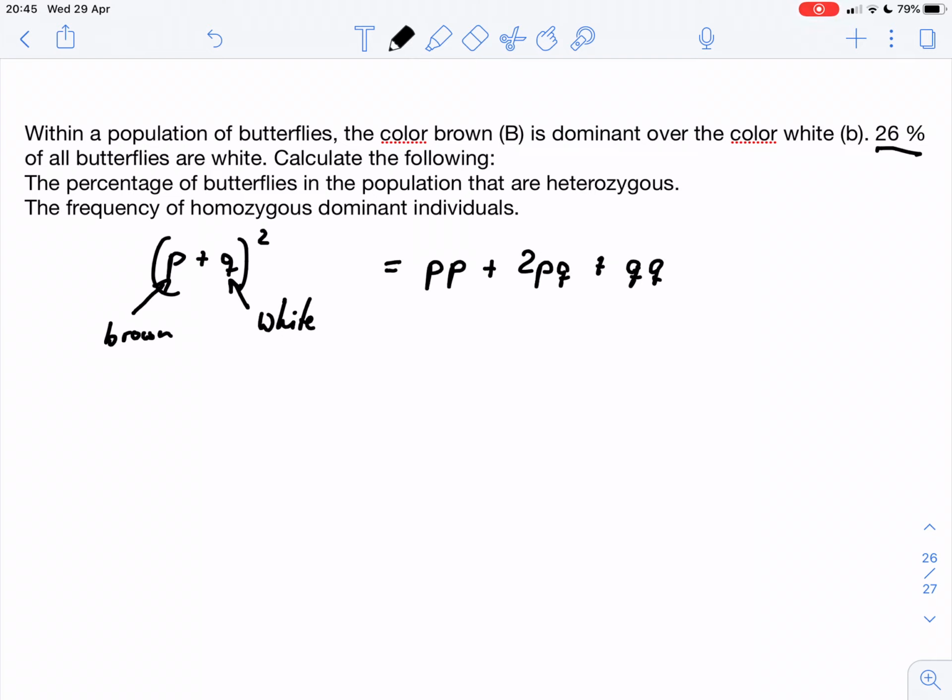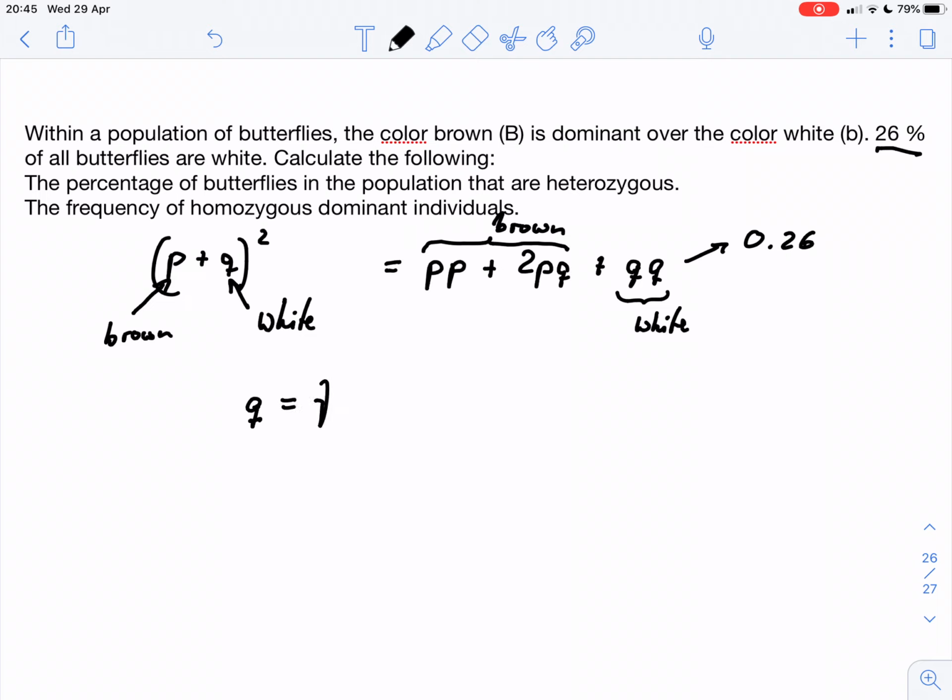And this here, these butterflies would be white, and the others would be brown because brown is dominant. And we know that this here is 26% or 0.26. Now we can very easily calculate what is Q, what is the frequency of the white allele.